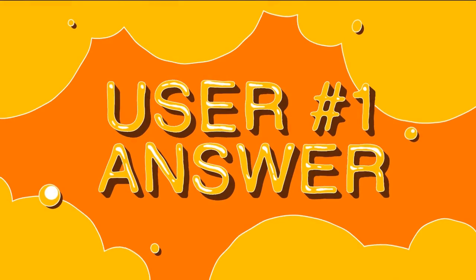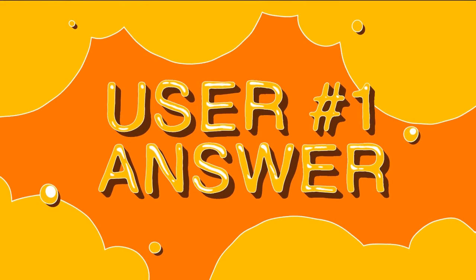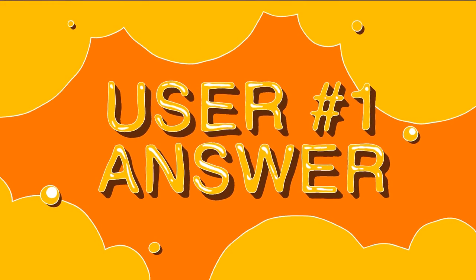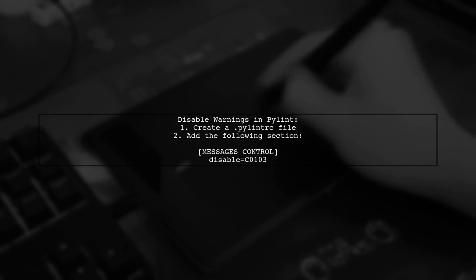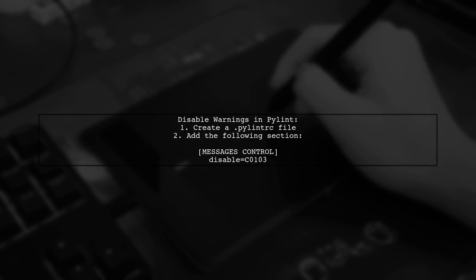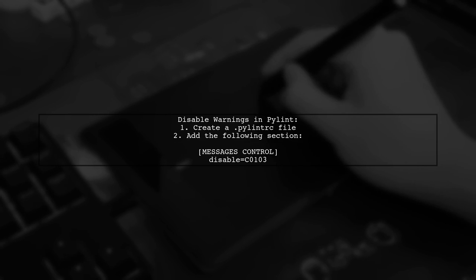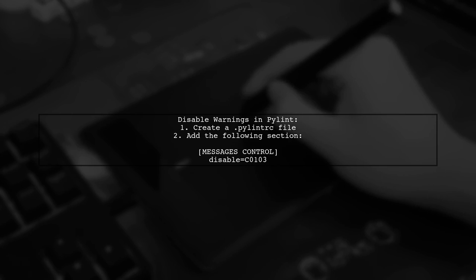Let's now look at a user-suggested answer. To disable certain warnings in Pylint, you can set up a configuration file. Simply create a .pylintrc file in your home directory.